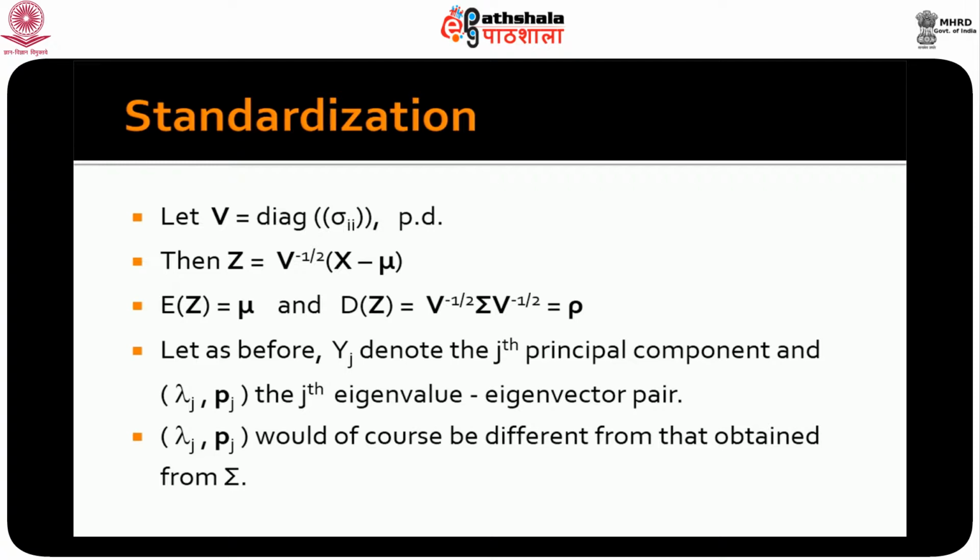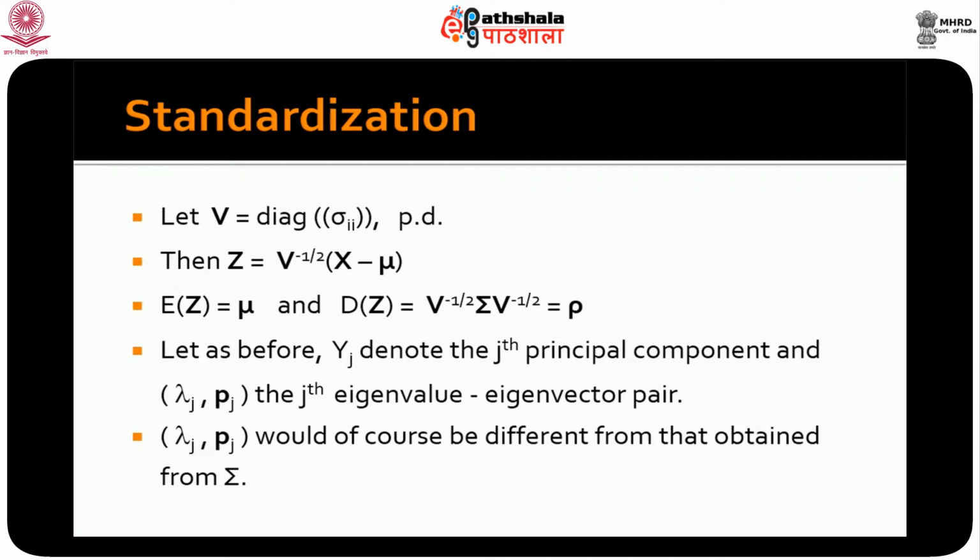The dispersion of z would be sigma half inverse sigma sigma half inverse, and in matrix notation you can write z as equal to v half to the power of minus 1 (x minus mu), where v is a diagonal matrix with variances on the diagonal. So, if you use this, it is easy to see that expectation of z is equal to 0. Dispersion matrix of z is v half to the power of minus 1 sigma v half to the power of minus 1, and this you can readily see is the correlation matrix.